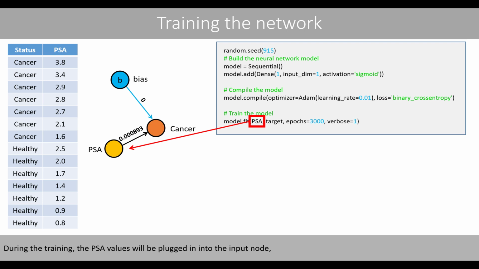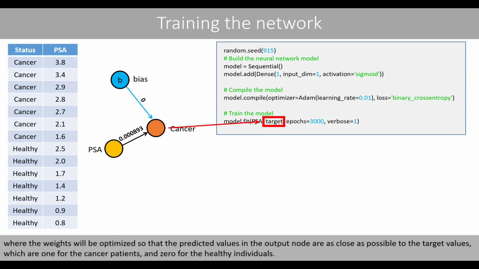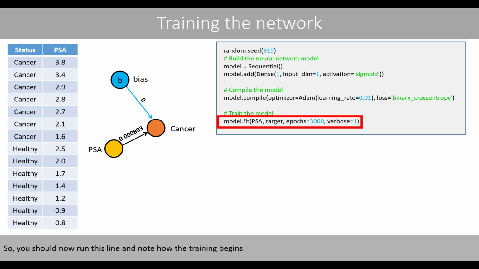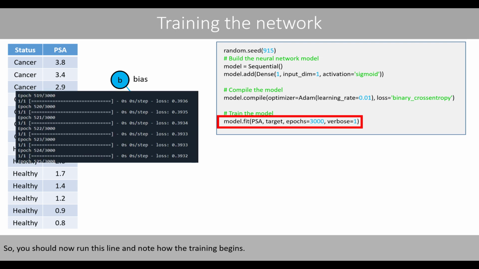During the training, the PSA values will be plugged into the input node, where the weights will be optimized so that the predicted values in the output node are as close as possible to the target values, which are 1 for the cancer patients and 0 for the healthy individuals. You should now run this code and note how the training begins.